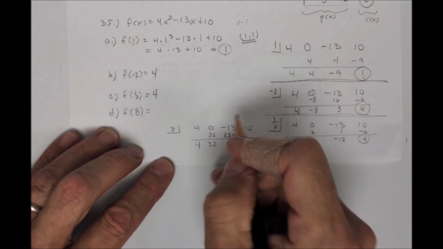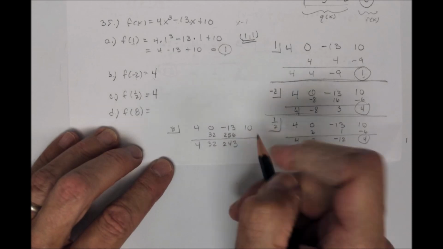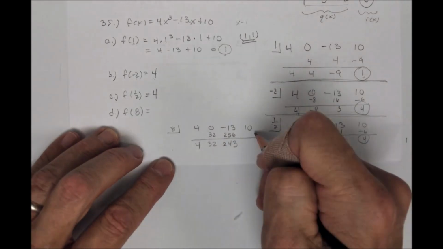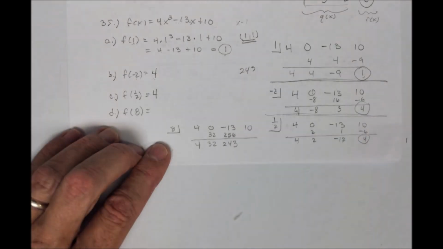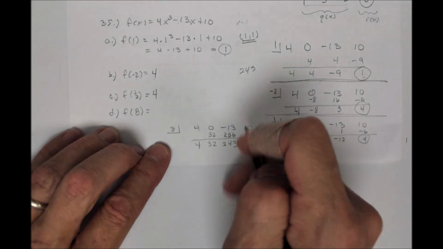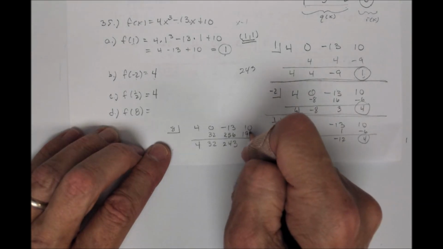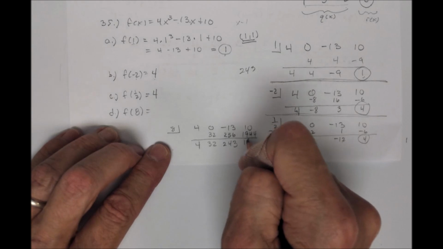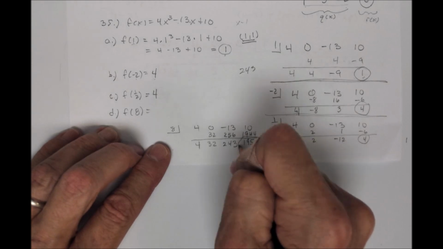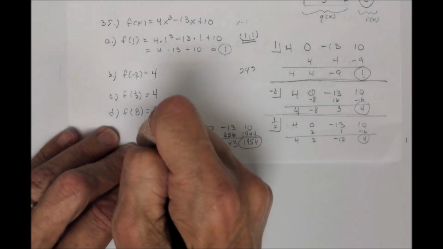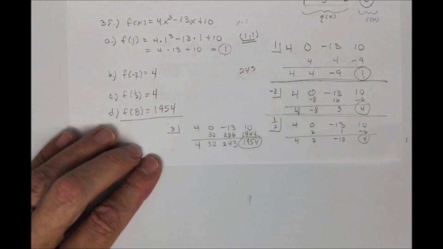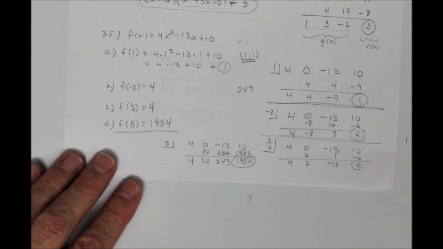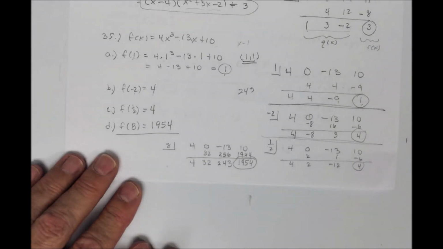Then you add, that's 243. Then you multiply, yikes! 8 times 243, I get 1944. Then you add, and I get 1954, and I circle that, that's my remainder. So this is equal to 1,954. Didn't take long for that number to get big. All right, so that's how you do number 35.